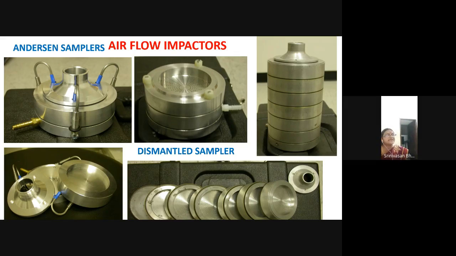In each stage, you keep a glass petri dish and make it intact. The whole sampler is made intact with the gaskets, and you can see the exhaust of air here, and this particular nozzle is connected to the vacuum pump. This is the air inlet, which is cone shaped. So this typically acts like our lungs.